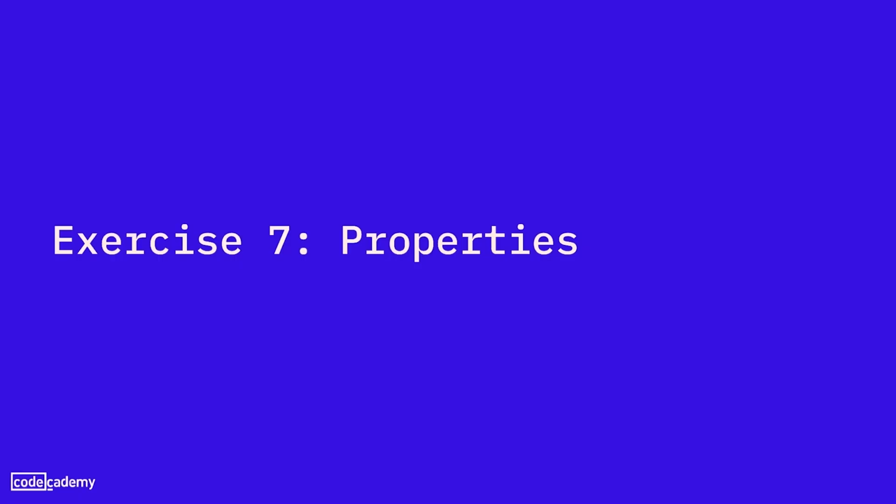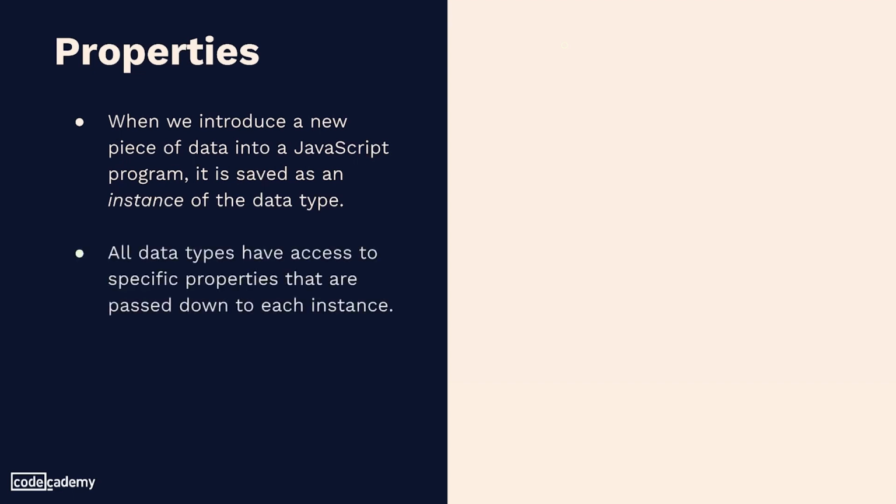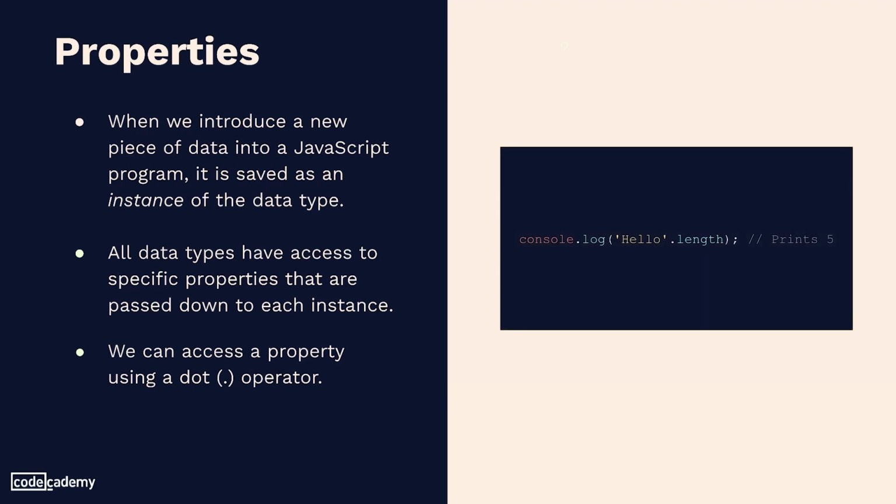Exercise 7, Properties. In JavaScript, whenever we introduce a new piece of data, such as, say, a string, JavaScript will create what is known as an instance. This means that it creates a new single unique entity of that type. Every data type has access to specific properties that are passed down to each instance we create in our programs. These properties can be accessed using the dot operator. For example, take a look at the following console.log. Here, we are saying console.log and outputting hello and accessing the property called length on the string of hello. This property exists on any string we write in our JavaScript programs.